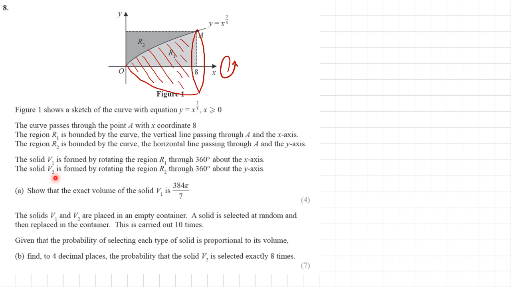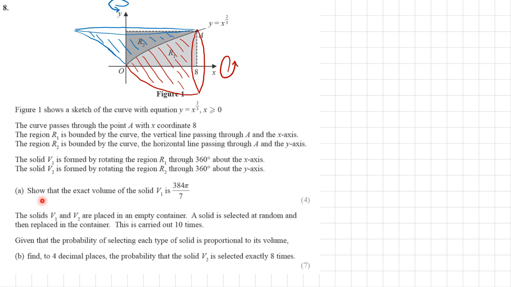And the solid V2 is formed by rotating the region R2 through 360 degrees around the y-axis. So that's going to be a rotation around this way. And again, my attempt at trying to draw out what this 3D shape will look like. So I guess something like this, some sort of horn type shape, like that, or cone, curved cone.